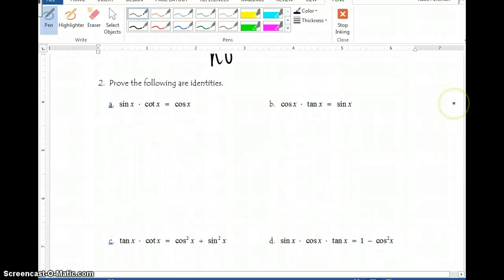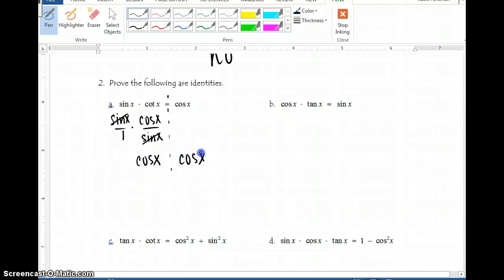Alright, prove the following identities. On the left-hand side, I'll put sine x over 1. Rewrite cotangent as cosine x over sine x. The sines in the top and bottom cancel. Cosine x on the left, cosine x on the right. Done.